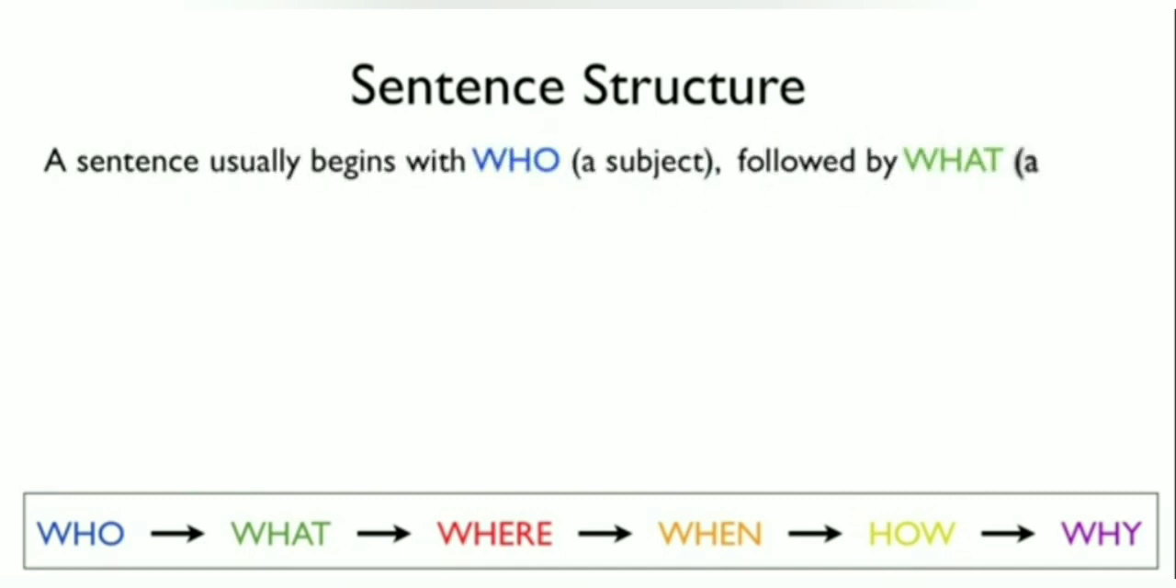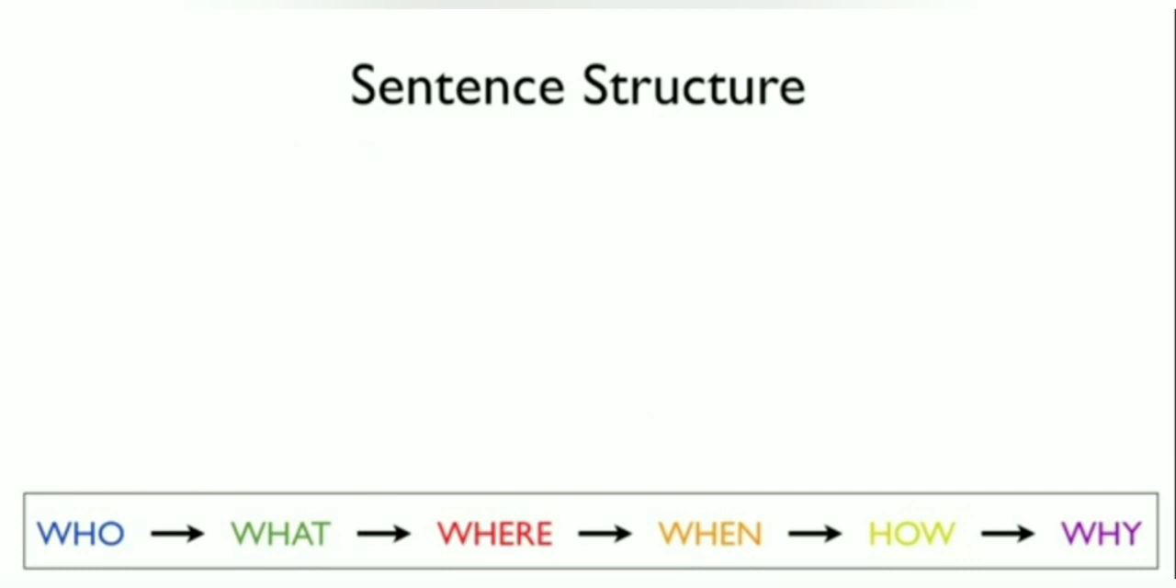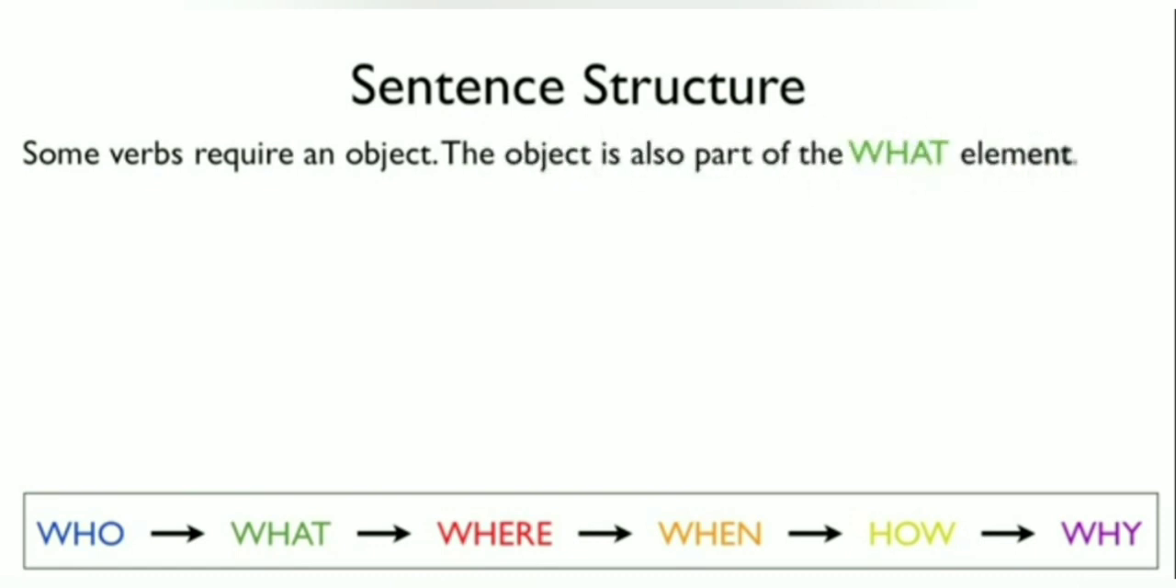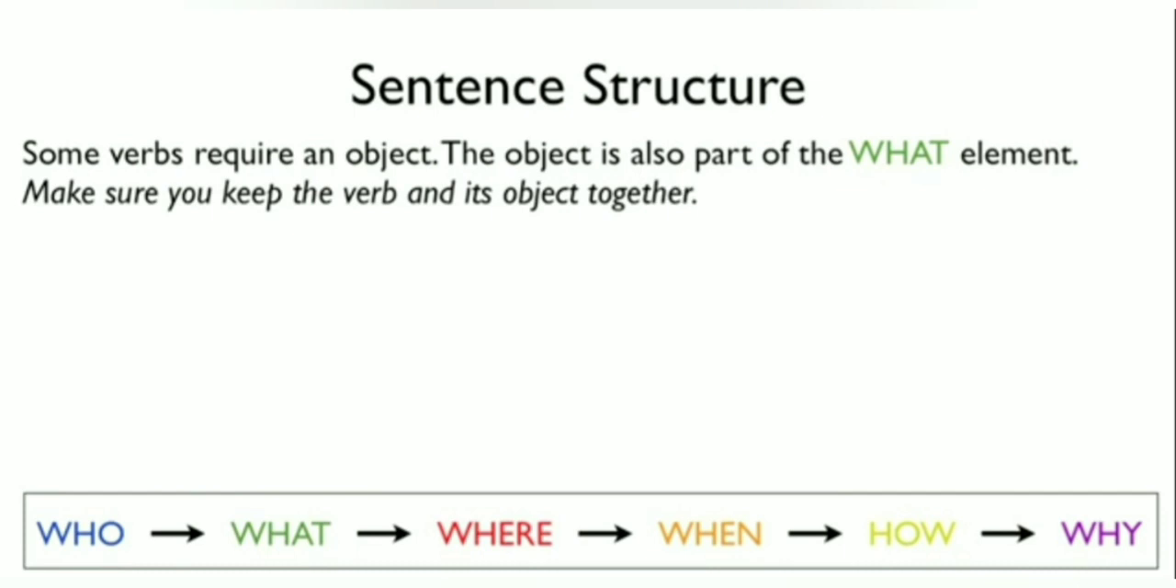A sentence usually begins with who, a subject, followed by a verb, what. Examples are: John called, the bus returned. Some verbs require an object. The object is also part of the what element. You should make sure you keep the verb and its object together.